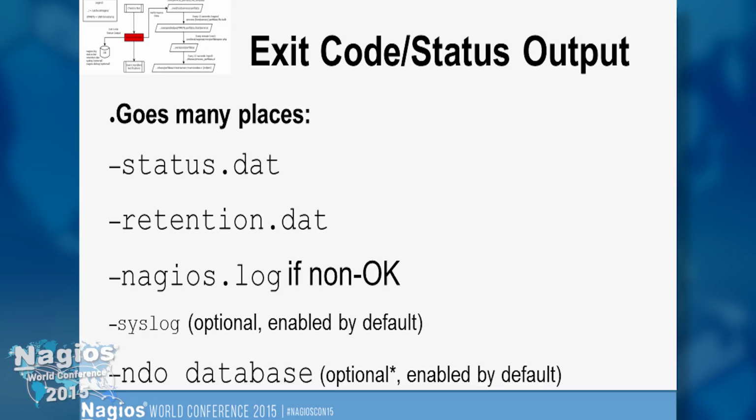They go multiple places: status.dat, retention.dat, nagios.log if it's a non-OK check. Syslog is optional. Basically, it's just a copy of what's in nagios.log. And then the NDO database. Now, I say it's optional with a little asterisk. It is truly optional, but a lot of XI is going to break if you don't have NDO. A lot of the reports aren't going to be able to reach out to that MySQL database and grab that information, so you can't run reports. So keep NDO enabled. But in Core, it is basically truly optional.